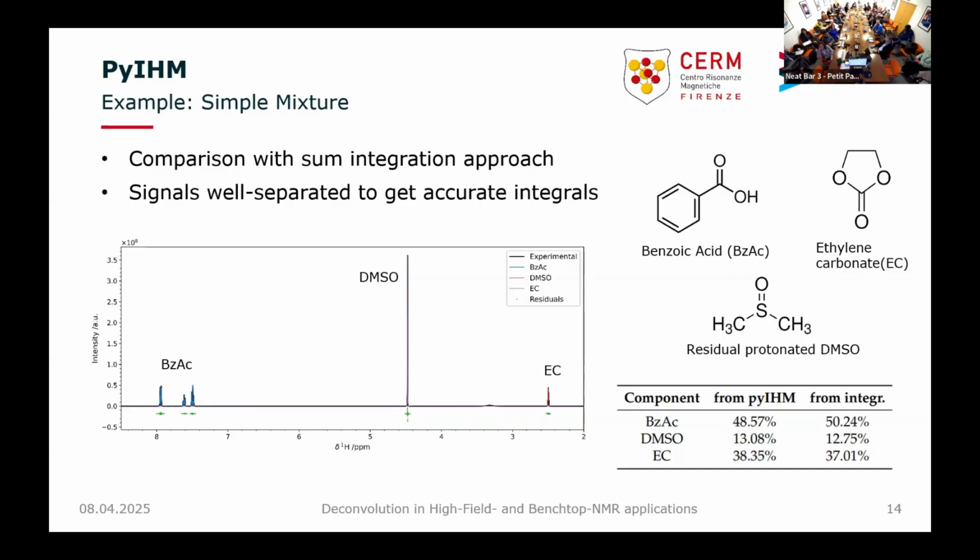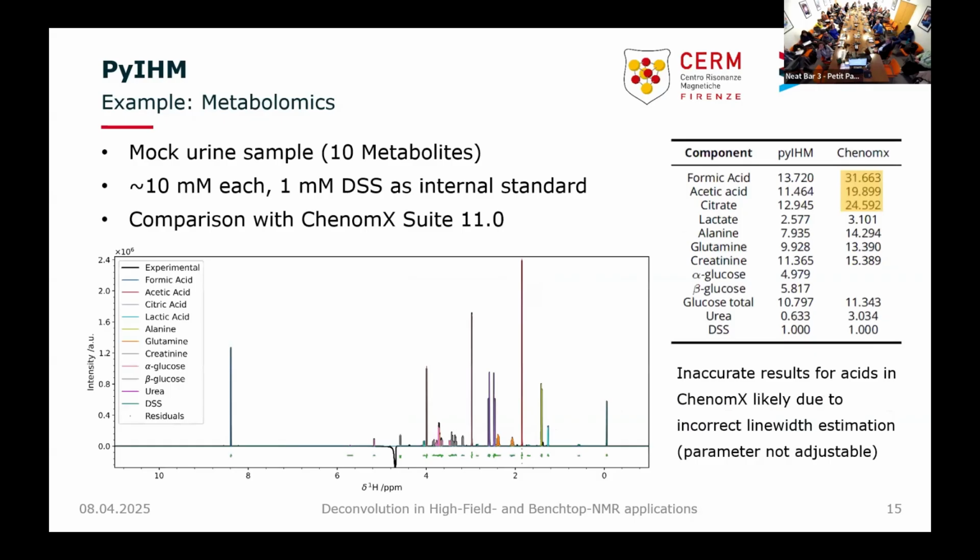Show me that it's actually possible to run it on a more complex mixture. And we found a sample from a metabolomics approach from Florence, actually, with a mock-urine sample containing 10 metabolites, each at a 10 millimolar concentration, using DSS as an internal standard. And we compared it to some state-of-the-art software, which would be qNMR in this case, fitted everything.